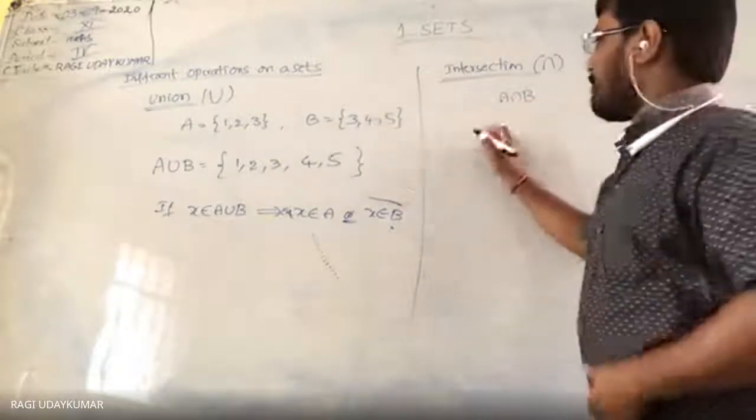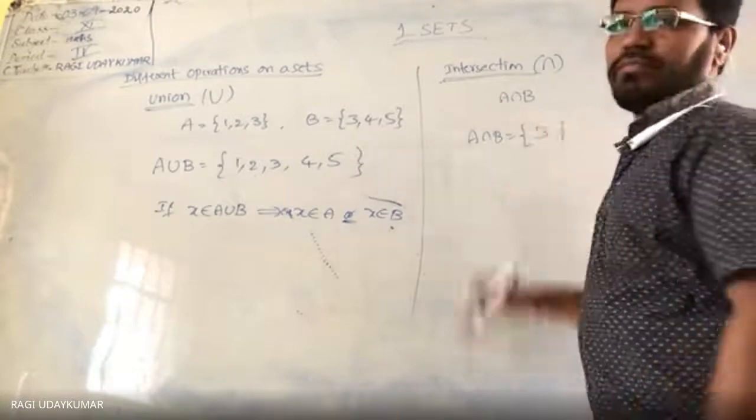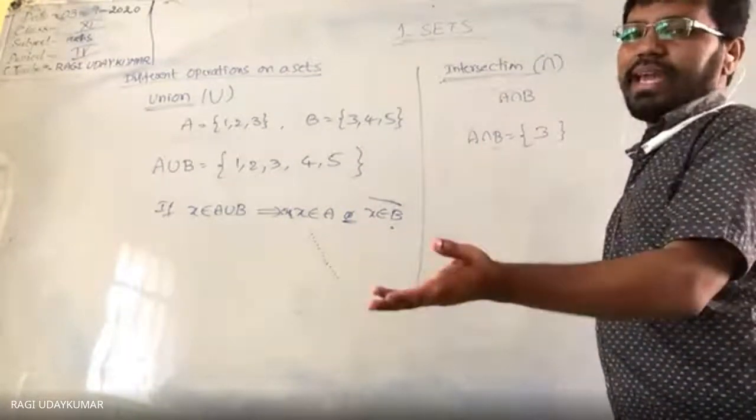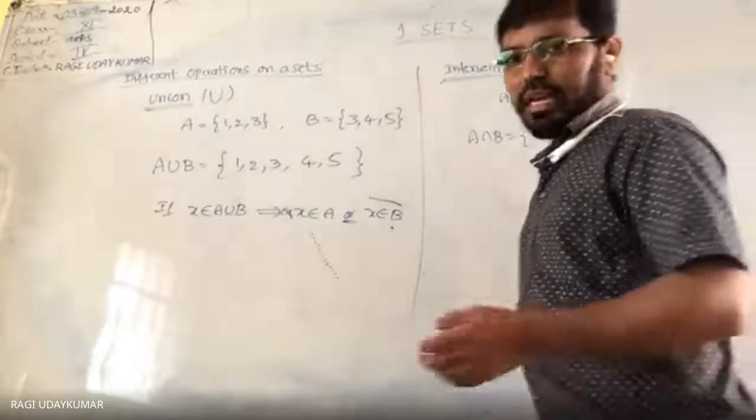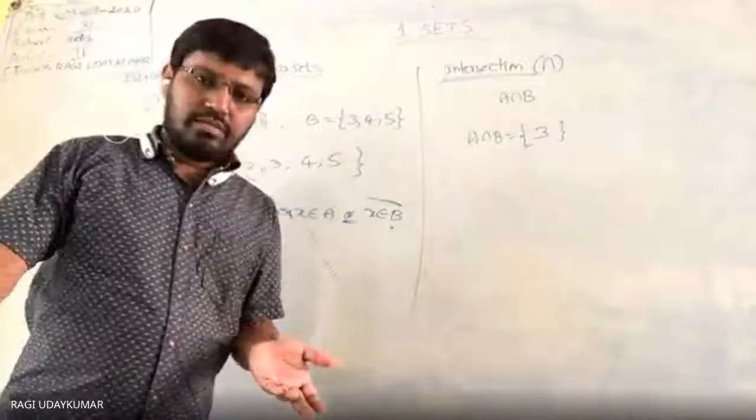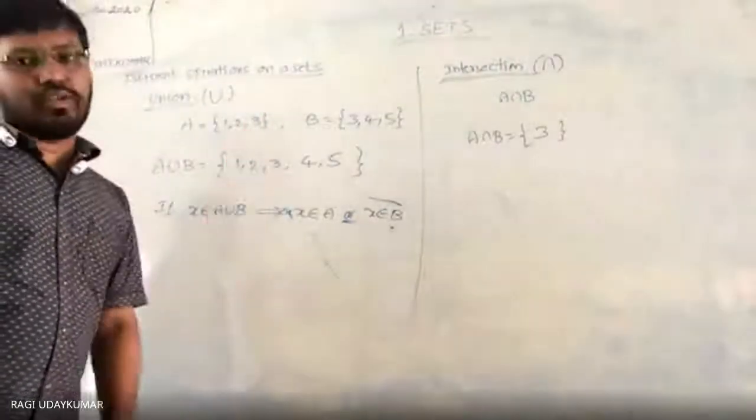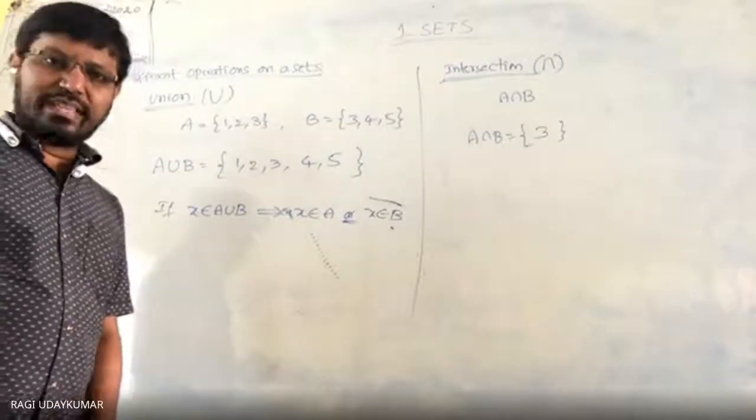So for the same example, if you want to take A intersection B, what will it become? Only 3. 3 is present in A as well as B. If there is no common element, then it becomes an empty set. If there is a common element, some elements you will get. Okay? Did you understand? It's very simple.